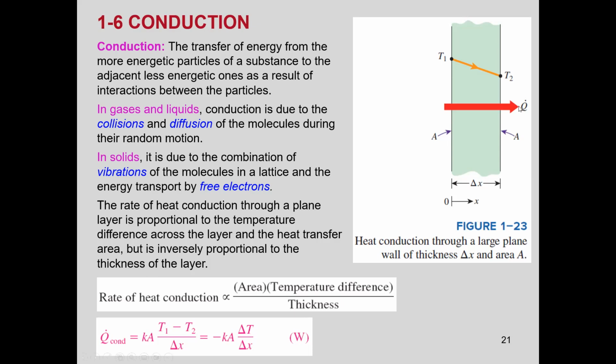Okay, let's consider this wall. The thickness of the wall is delta X. Surface area is A, the area of the wall. This is the thickness, and A is the area: width times height.